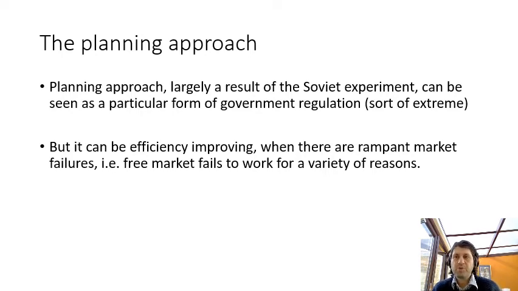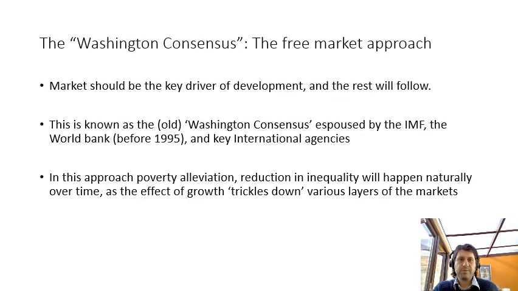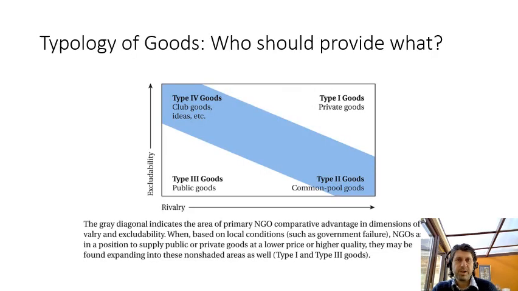A planning approach was an extreme form of government regulation. A market approach is an extreme form of government deregulation. Okay, and so it's important to know what the differences between those two are. It's also important to know what the Washington Consensus was, why it espoused the free market approach, and what sort of effect that had on developing countries, but also on developed countries.